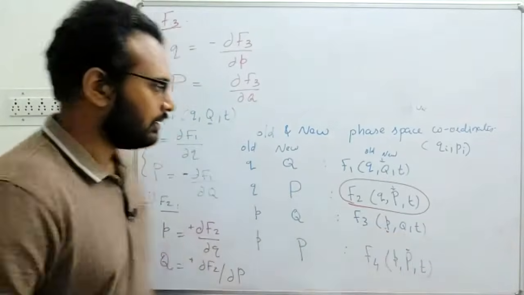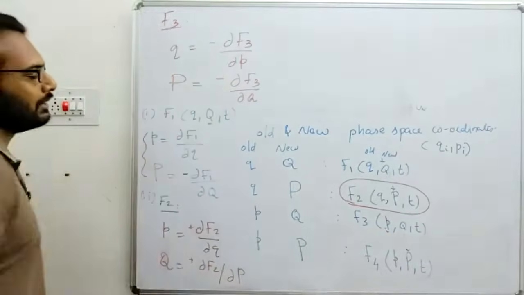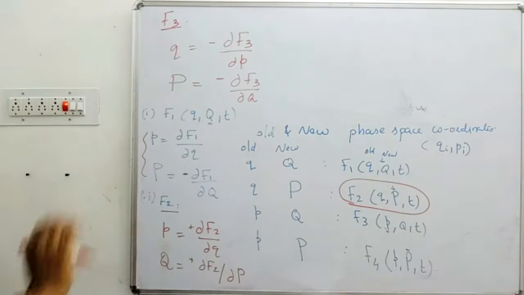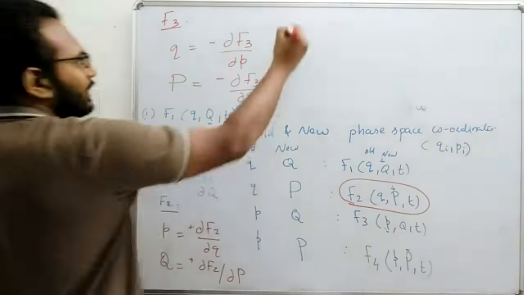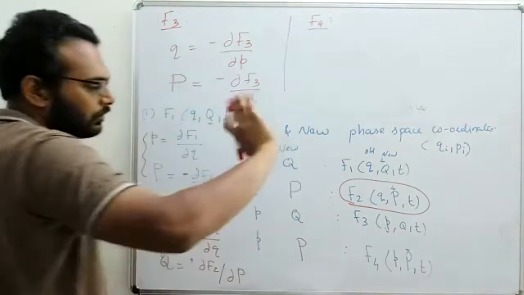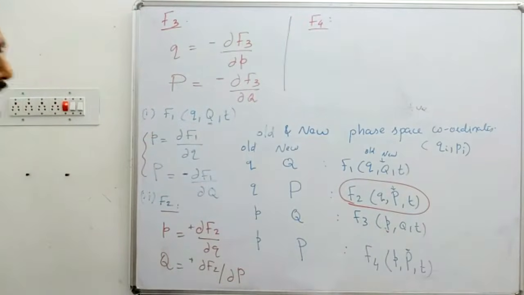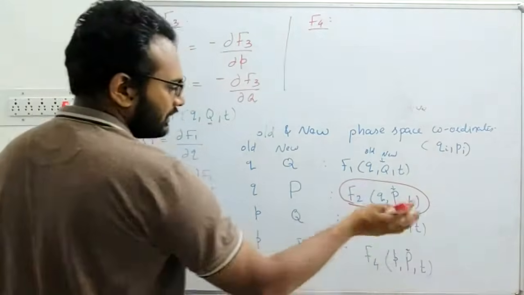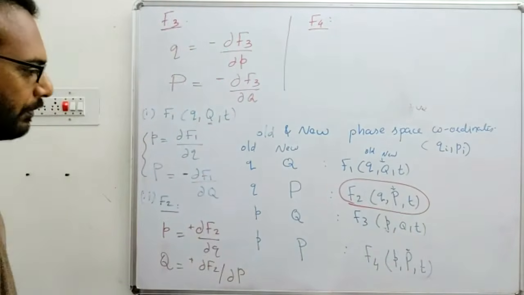Yes, yes. So you have a minus sign. If Q comes in the second position, you give a minus sign. If P comes in the second position, it's plus. If P comes in the first position, you give a minus sign. That's the way to remember. Whether it's old Q or new Q doesn't matter. The old coordinates come only in the first position. It doesn't really matter. Now F4.